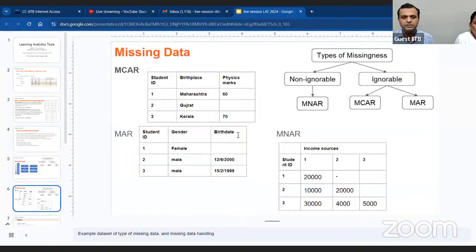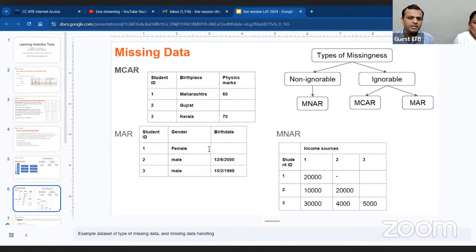For example, here it's missing completely at random. There's a birthplace and the physics marks. There's no relationship between the birthplace and the mark, so it's completely at random. We know there's no relationship, so we can simply delete this row. That is possible.